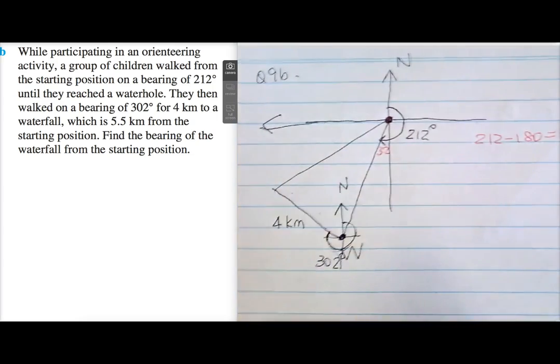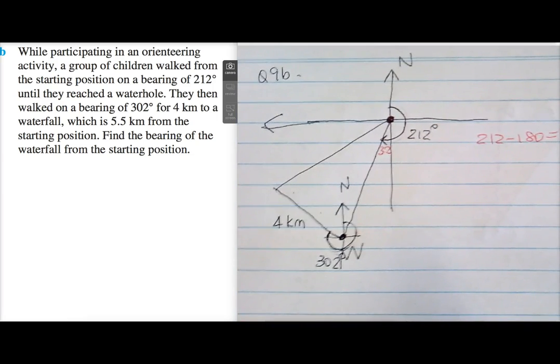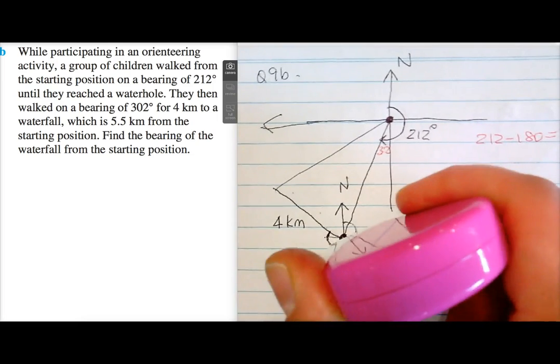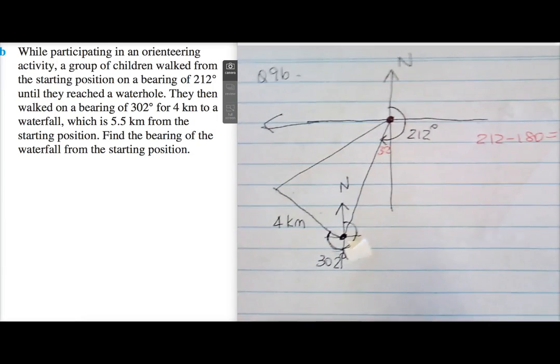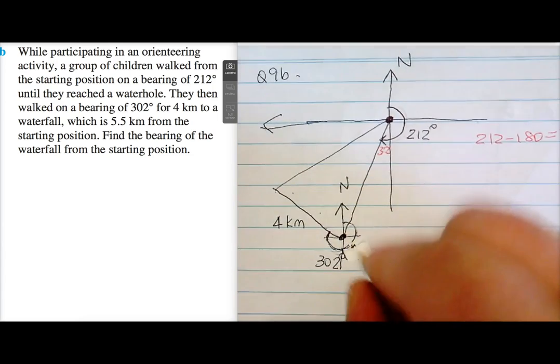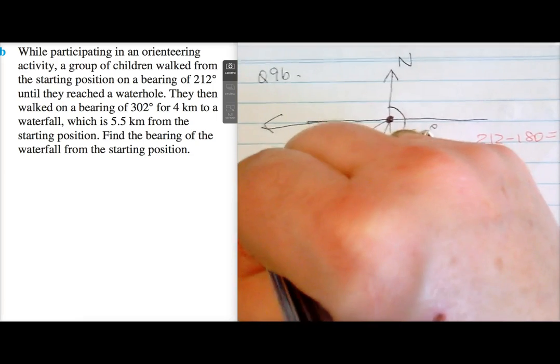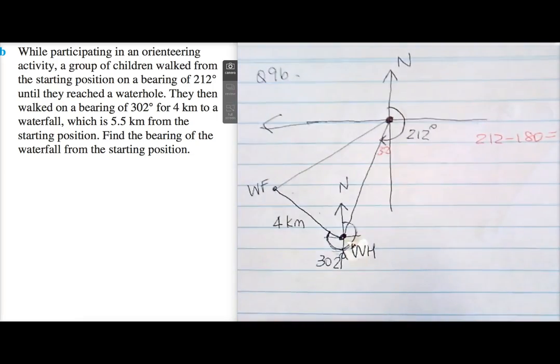Now they've called this a waterfall. So we had the water hole and the waterfall. I can't call them both W. What do we call one H and the other one F? No, WH, water hole, WF, waterfall. There you go. They're good.